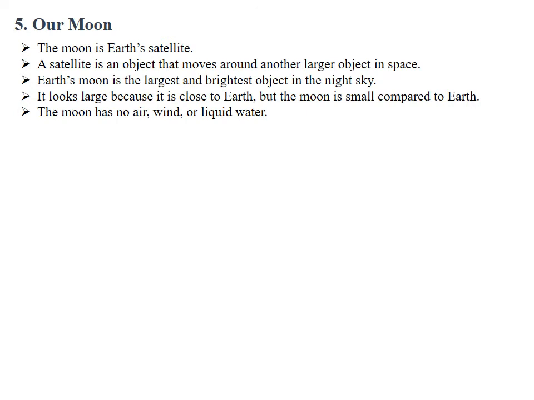Now we are going to talk about our moon. The moon is Earth's satellite. A satellite is an object that moves around another larger object in space. Earth's moon is the largest and brightest object in the night sky. It looks large because it is close to Earth, but the moon is small compared to Earth. We should know that the moon has no air, wind, or liquid water.